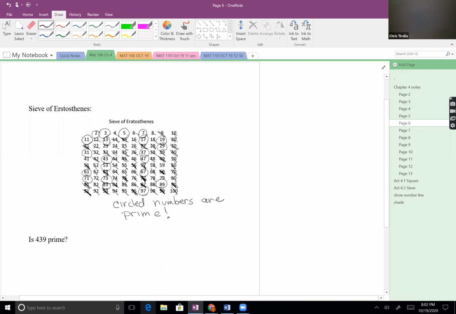And so what do you folks think of that sieve of Eratosthenes as a way of pulling out the prime numbers by crossing out all of the multiples? Is this something you can do? Everybody okay?